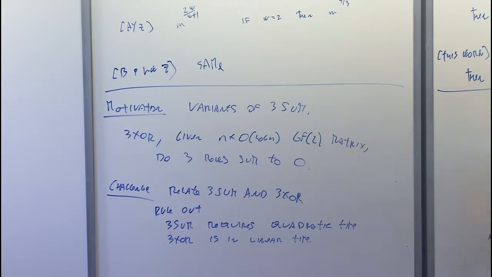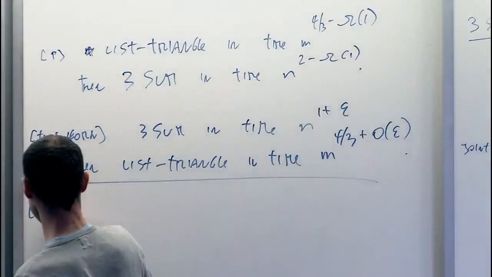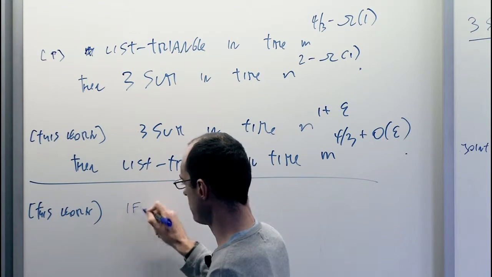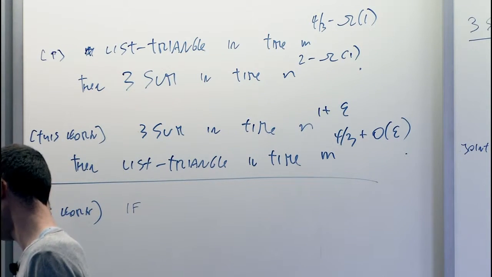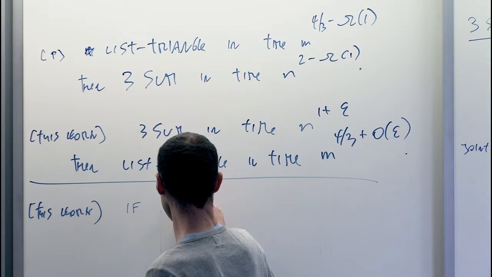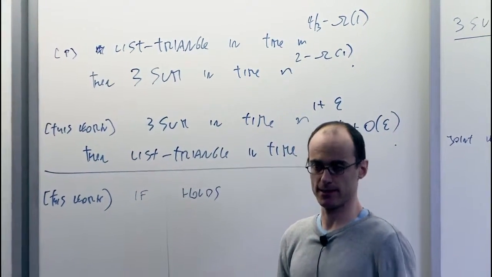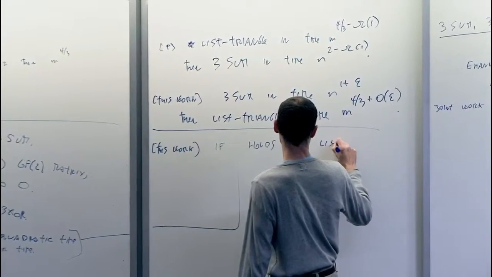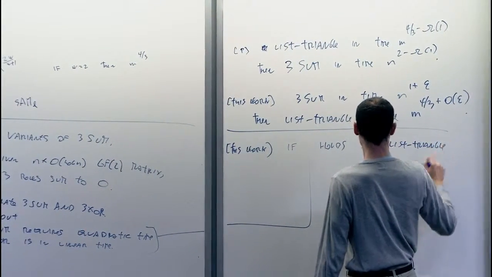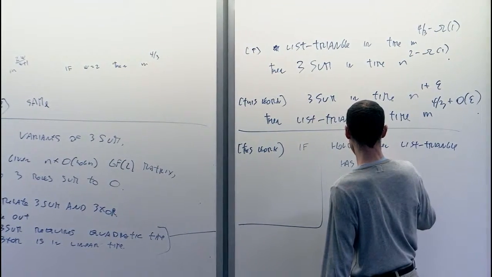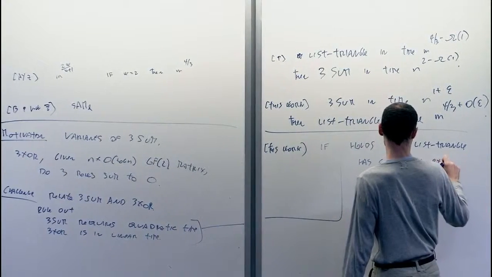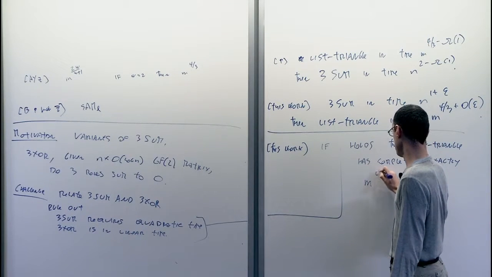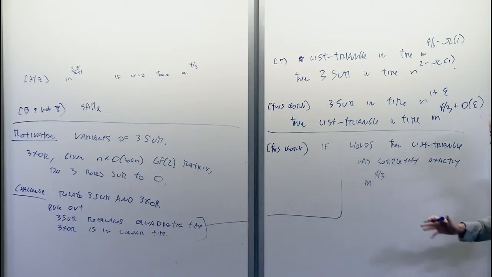We show that, so in this work, we show that if this strange looking scenario holds, so if 3-sum is super hard but 3 XOR is super easy, then listing triangles has complexity exactly, meaning both upper and lower bound, m to the 4/3. So here I'm suppressing polylogarithmic factors.